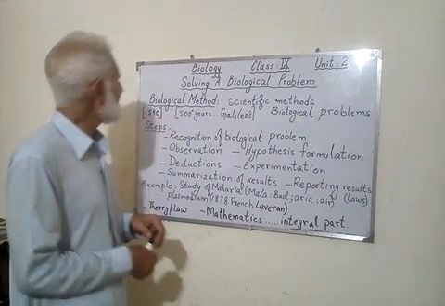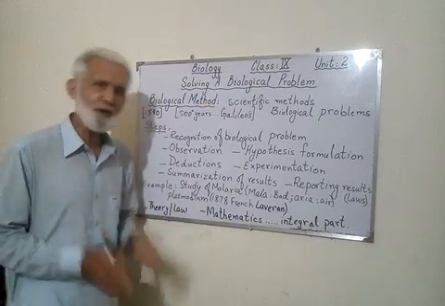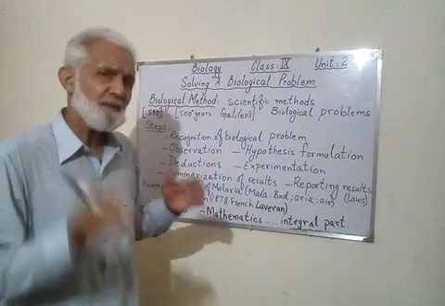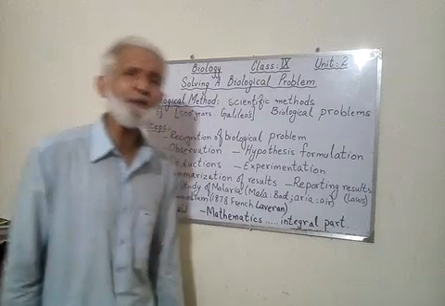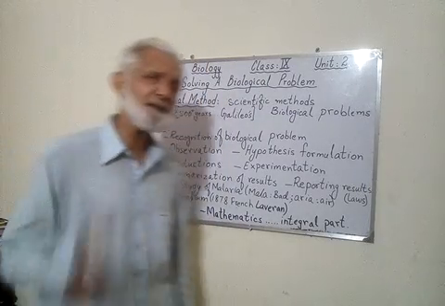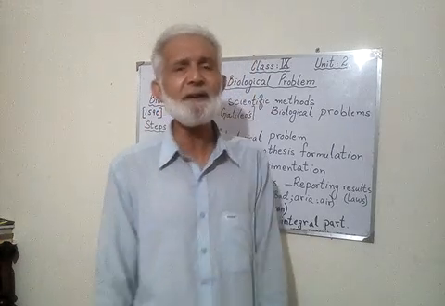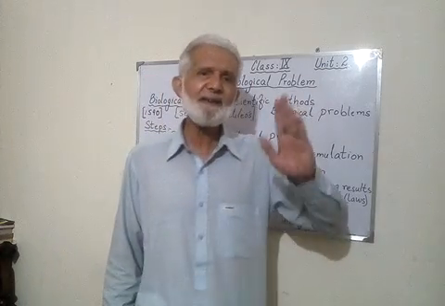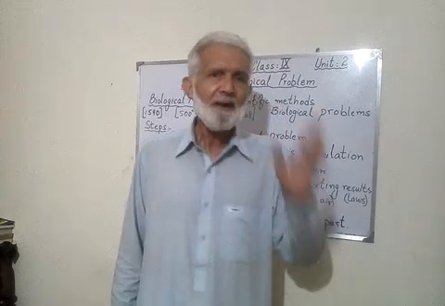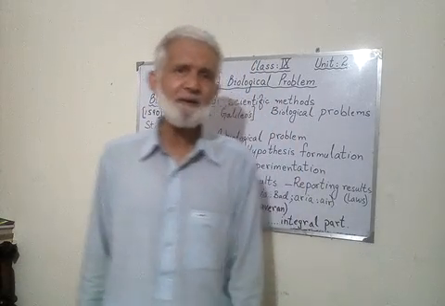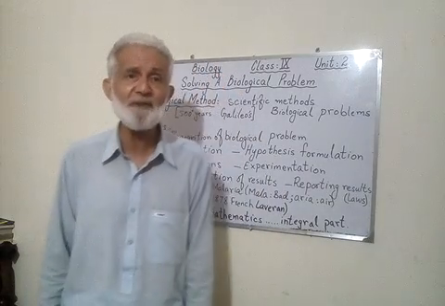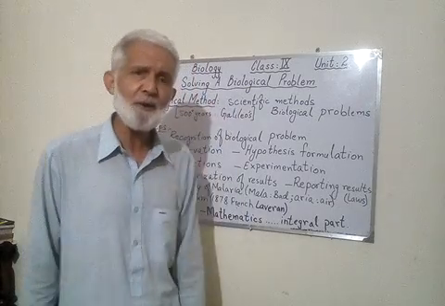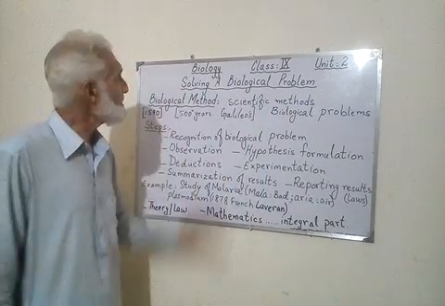When we say biological problem, to solve it we need a few very important steps. When we solve a biological problem, we call it the biological or scientific method. Using the scientific method, remember, it all started in 1590 and took approximately 500 years. Galileo was the first scientist who used the scientific method to solve problems. Remember the steps we take.